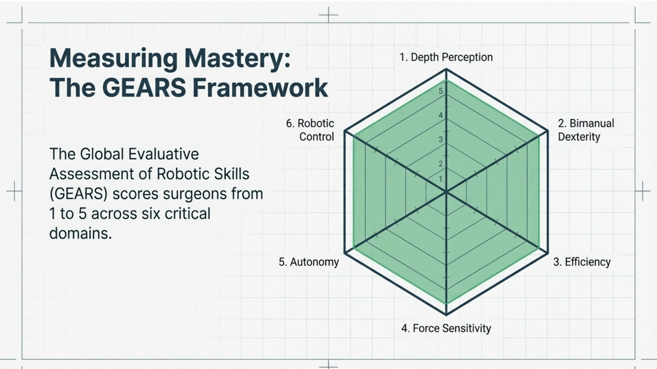The GEARS framework evaluates robotic surgical skills across 6 domains. These include depth perception, dexterity, efficiency, and control. Surgeons are scored from 1 to 5 in each area. This system helps standardize training and measure competency.